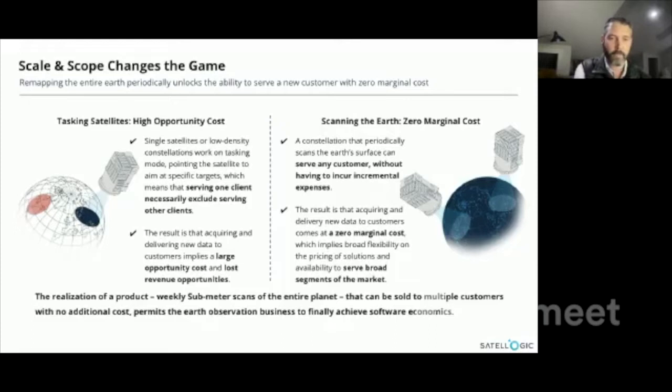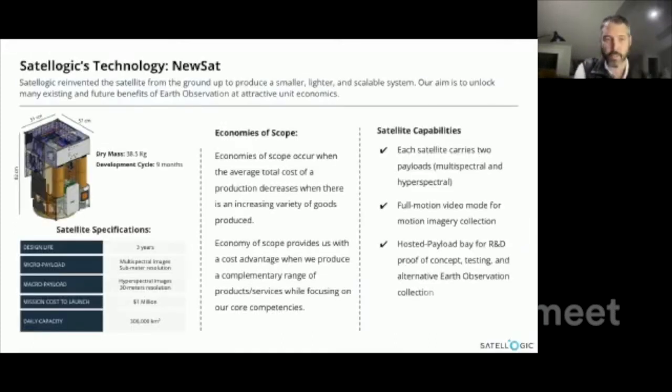Just to get a little into the economics of scale and scope: economies of scale say that if you increase production, your unit economics, or your cost to produce your widget, goes down. Economies of scope is a bit of a paradox in that it says that the total cost of production decreases when there's an increase in the variety of goods produced. And you may think, hey, how can that be?